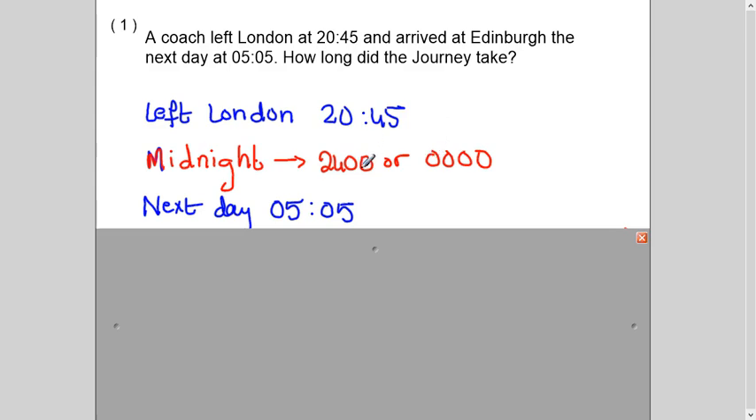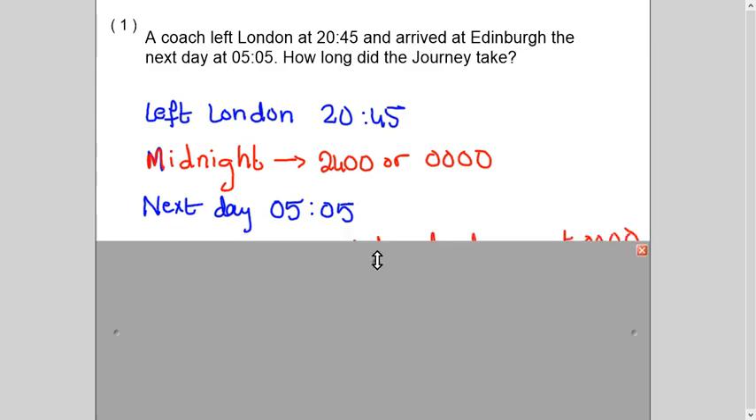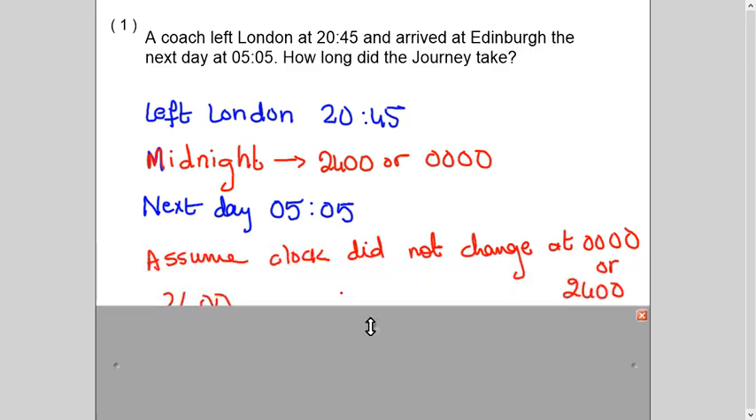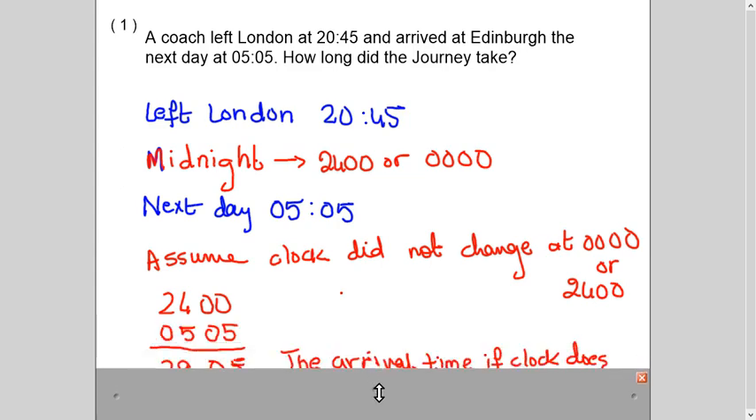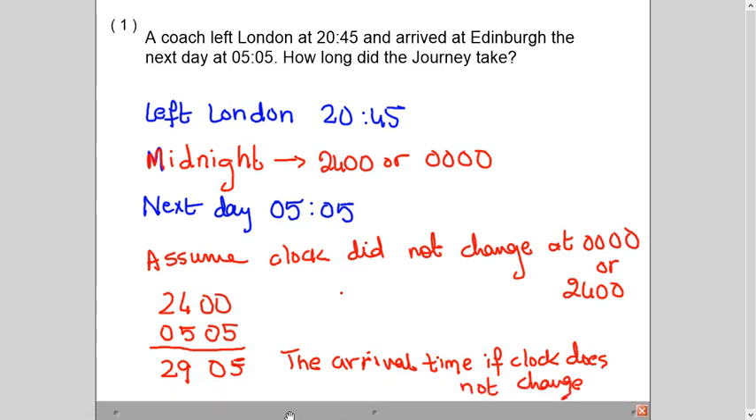So you cannot do straight away subtraction. So what do you do in such cases? In such cases, you consider that the clock has not changed to 0000. So what you will do, you will add 05:05 to 2400, the time at which the clock changes. So if the clock has not changed to 00, then at what time will the coach arrive? It will arrive at 29:05.